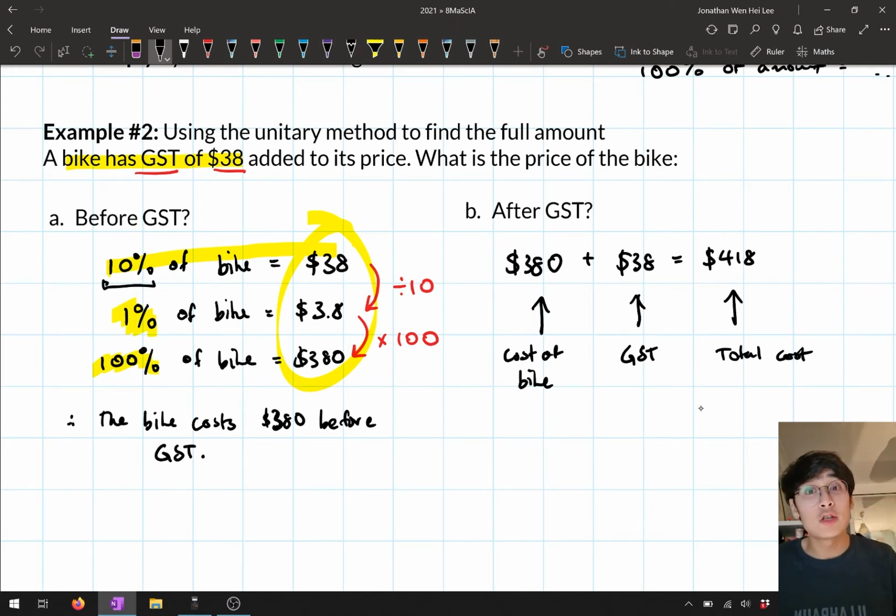Okay, so that's how we can use the unitary method to help me find the full amount. We use this unitary method where we go down to 1% and then work our way back up to 100. And then the final bit was that if we want to find the total amount of a bike after GST is included, we just add on the GST to the cost of the bike. Okay, let's have a look at the next part.